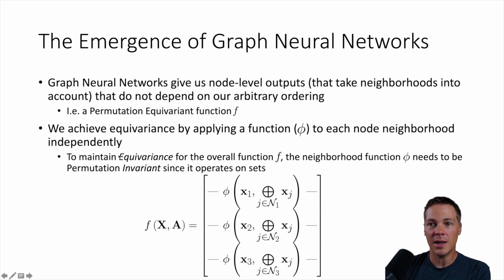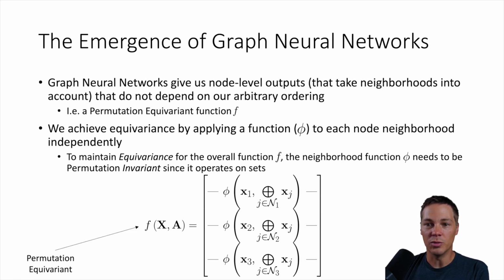And to maintain equivariance for this overall function, this neighborhood function needs to be permutation invariant because the argument to it is a set. And we already said that the way we get permutation invariance is we do aggregation. So the recipe for graph neural networks is, yes, you pass in the node features and its neighbors, but you specifically need to apply a permutation invariant operation to this set of neighbors, which is an aggregation, represented here by this O plus sign. So this could be a sum, a max or min, or so on.